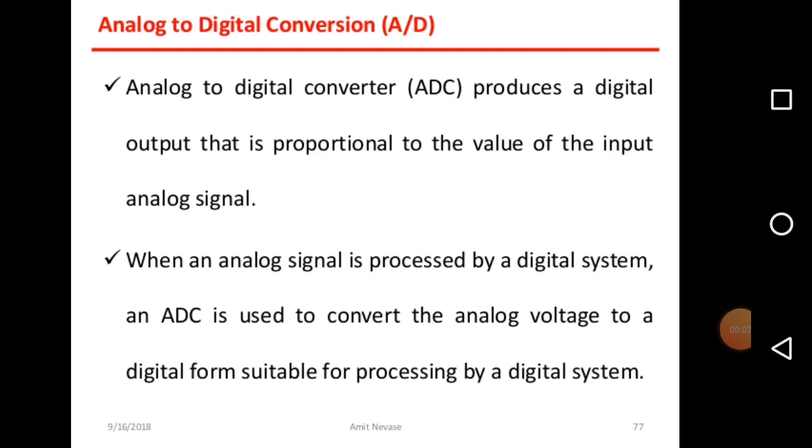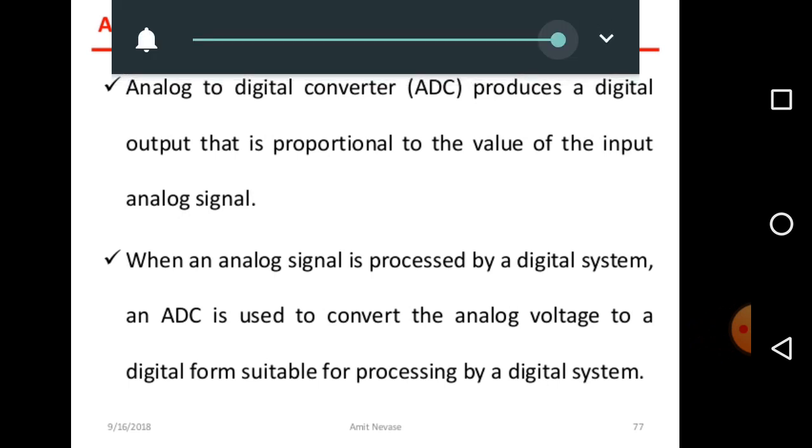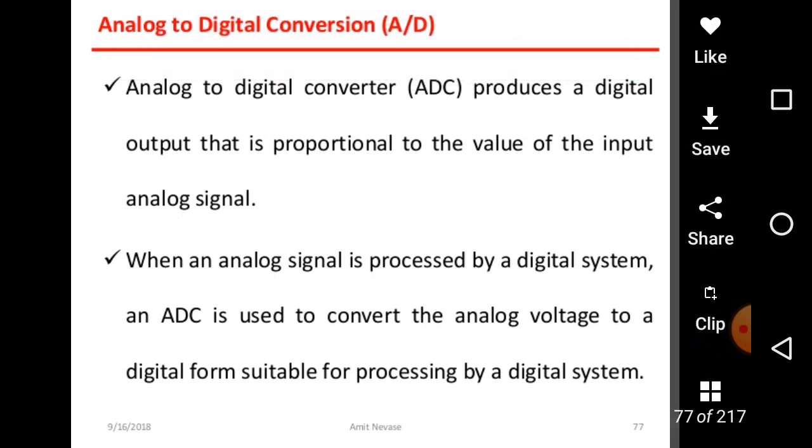Hello students, now we will discuss analog to digital conversion or A to D conversion. It is the exact reverse process of digital to analog conversion, that is D to A converters. In analog to digital converters, input is in the form of analog and you will get output as a digital form, or in the form of zeros or ones.